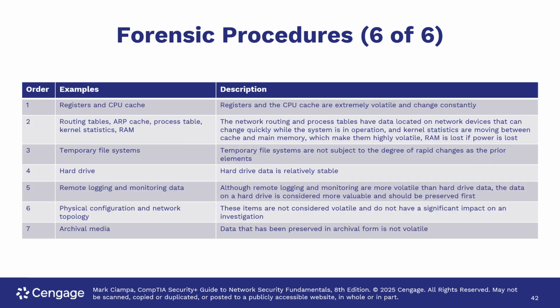Okay, so here's the order of volatility. Registers and CPU cache, routing tables, ARP cache, process tables, kernel statistics, RAM, temporary file systems, hard drives, remote logging, monitoring data, physical configuration and network topology, and archival media. These are all important.